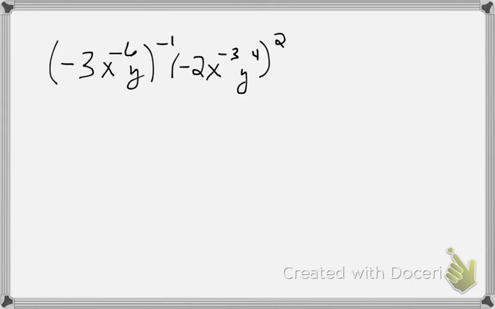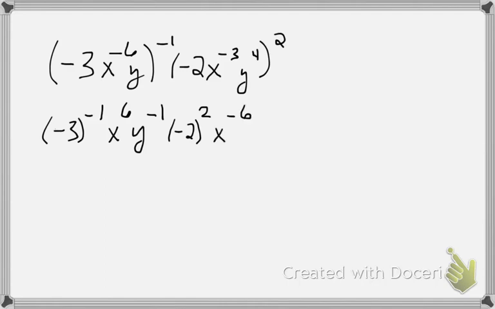What happens when you have a base to a power raised to another power? Okay. So this means I have negative 3 to the negative 1. I have x to the positive 6. Y to the negative 1. Do you guys see what I did there? Everything in the first parentheses got a negative 1 power. And when you had a base to a power raised to another power, you multiplied that in. So what about the second set? That's negative 2 squared. X to the negative 6. Y to the 8th. Is everybody with me on that?